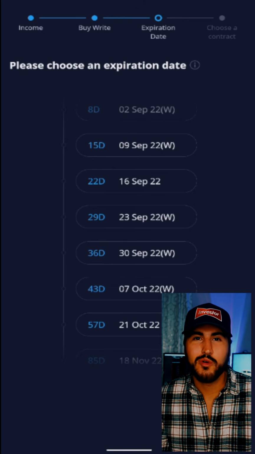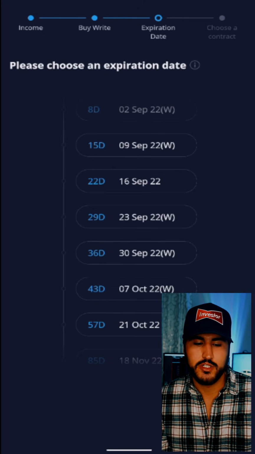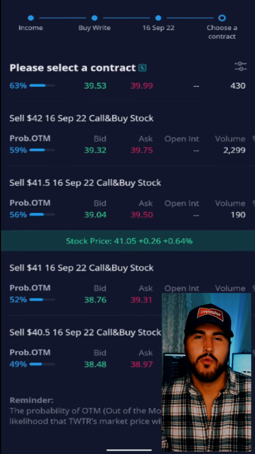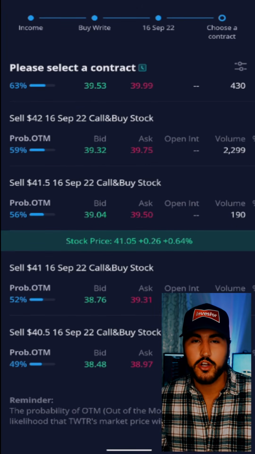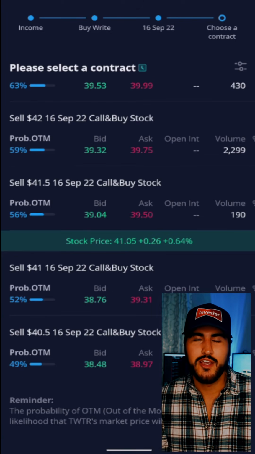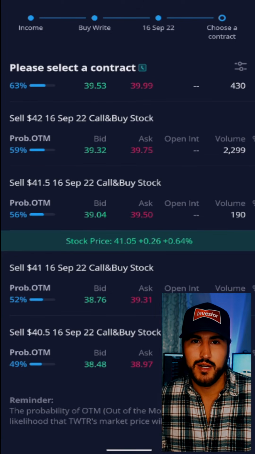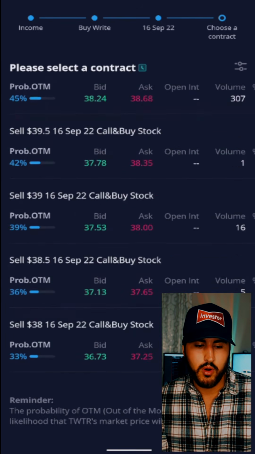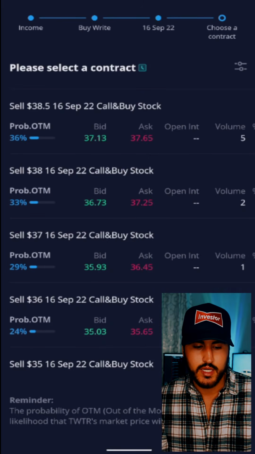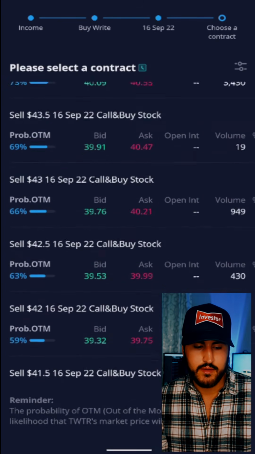To keep it simple, we're going to pick the same expiration date, which is the 16th of September. Now, when you're selling covered calls, you want to pick a strike price that is above the current share price because you don't want your covered call to expire in the money. So the same situation, we're going to sell an out of the money call with a probability of it being out of the money at 80% or higher.